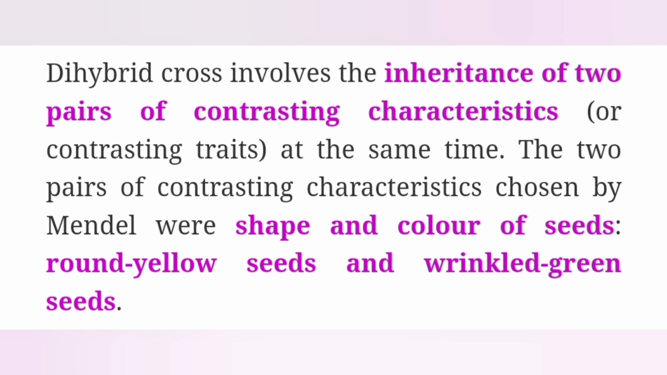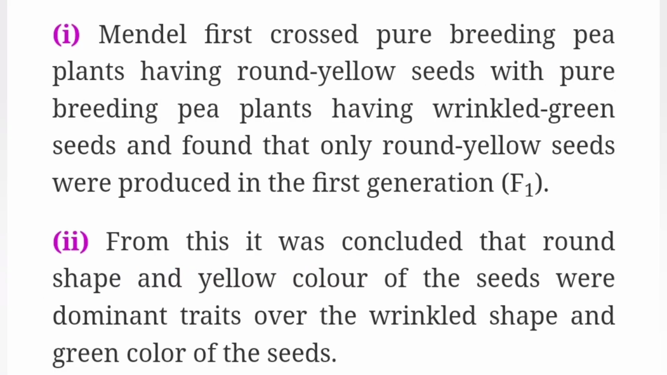Dihybrid cross involves the inheritance of two pairs of contrasting characteristics or traits at the same time. The two pairs of contrasting characters chosen by Mendel were shape and color of seeds: round yellow seeds and wrinkled green seeds. First point, Mendel first crossed a pure breeding pea plant having round yellow seed with a pure breeding pea plant having wrinkled green seed and found that only round yellow seeds were produced in the first generation F1.